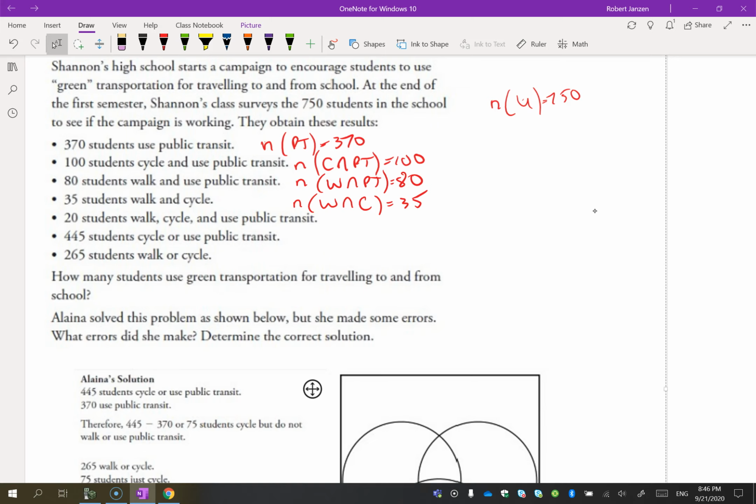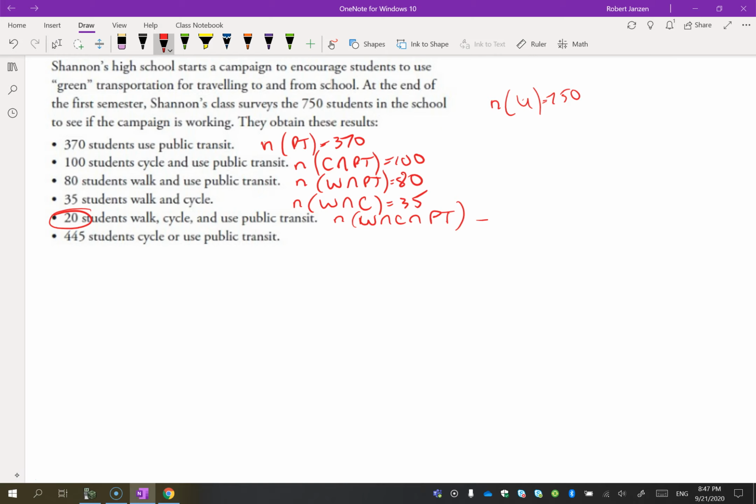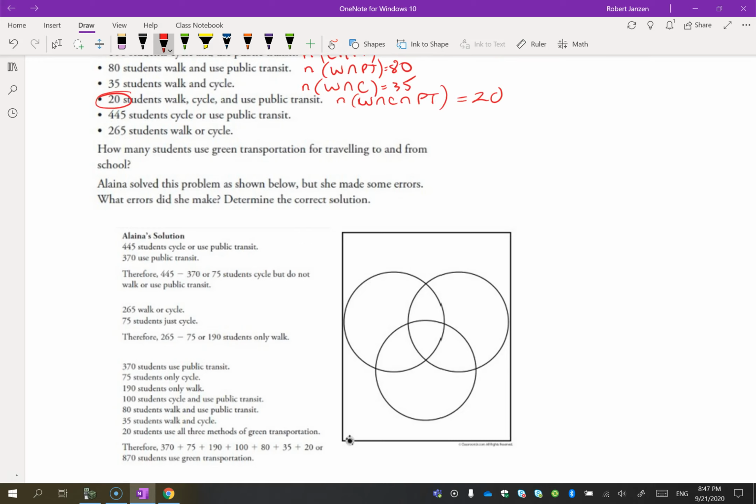Okay, and then here's a big one. 20 students walk, cycle, and use public transit. They use all of them. Walk, cycle, and public transit. So this one is 20. That's pretty critical. That should go here. Okay, that's nice to be able to figure that out right off the bat.